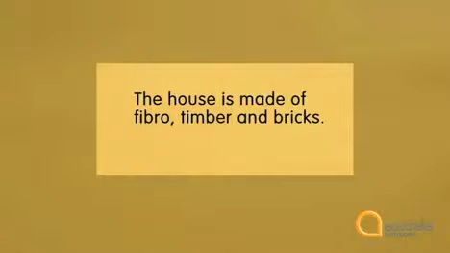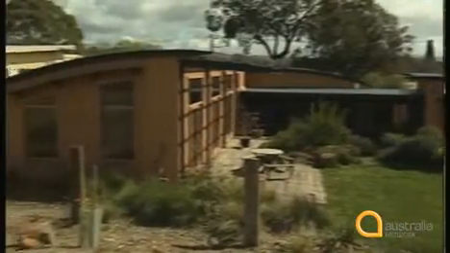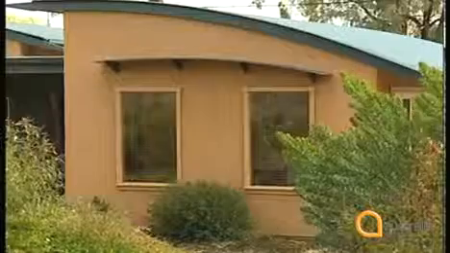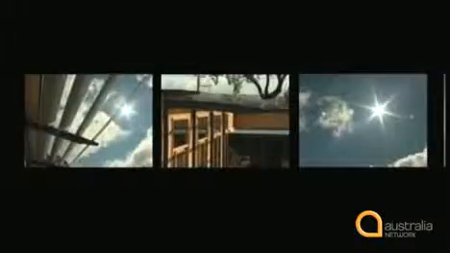Listen to this example. Most houses, I guess these days, are brick veneer, whereas this is fibre on the outside, timber on the outside, but there's bricks on the inside.